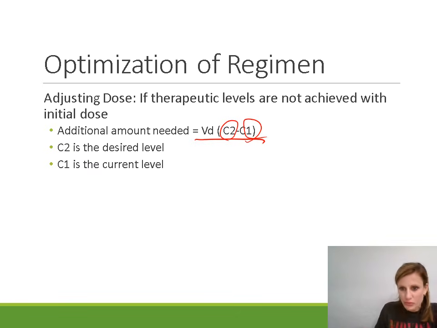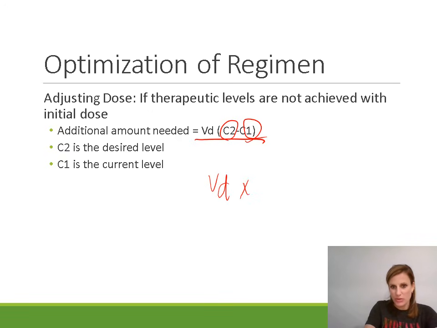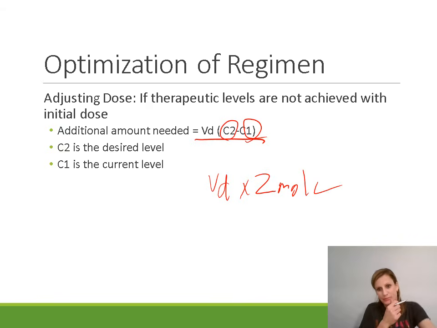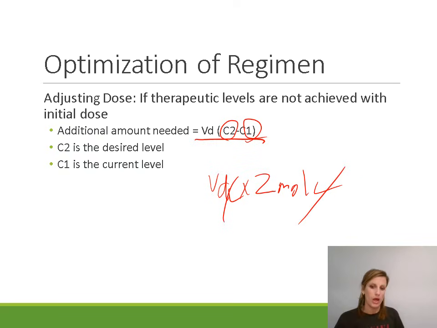Okay, it's pretty simple. If the patient is right now at 3 milligrams per liter and you want to be at 5 milligrams per liter, then you would just do the volume of distribution times the difference between those, which is 2 milligrams per liter. Okay? And the volume of distribution is going to be in liters. So that will end up giving you whatever additional amount that you need to get the patient to be where you want to be.